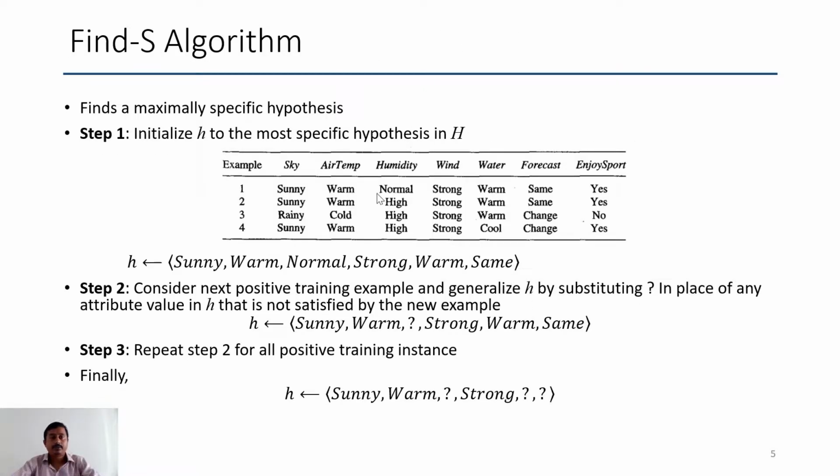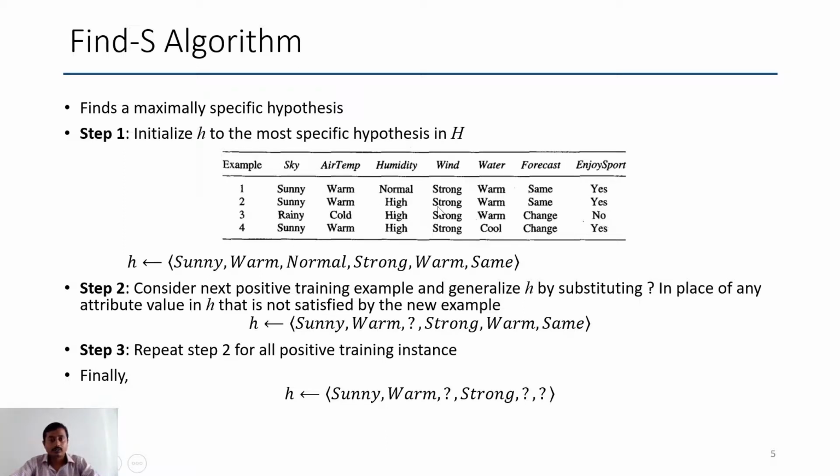Now we'll see the Find-S algorithm, which finds the maximally specific hypothesis which is satisfied by all the training examples given for that concept learning problem. We'll consider that same EnjoySport concept learning problem. A few instances are given here. For a particular combination of the attribute values, he will either enjoy the sport or he will not enjoy the sport.